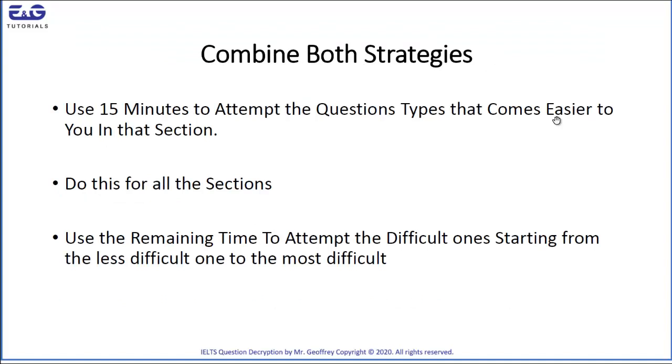Combine both. So you can combine both the 15 minutes rule and answering the questions that come easiest to you first. I get them. So we have use 15 minutes to attempt the question types that come easier to you in that section. Do this for all the sections. Use the remaining time to attempt the difficult ones, starting from the less difficult one to the most difficult one. Remember, whatever you do, make sure that you time yourself.